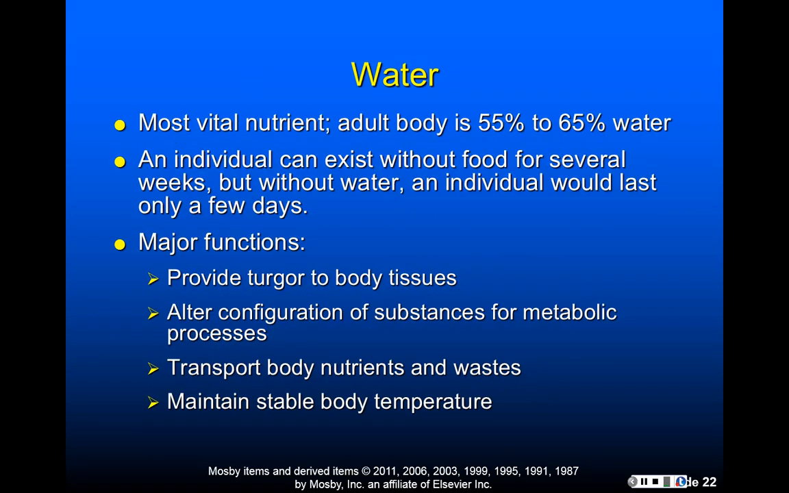Water is the most vital nutrient for our bodies, and our adult bodies are about 55 to 65% water. Water provides tissue turgor, alters the configuration of substances for metabolic processes. It transports nutrients and waste products, and it maintains a stable body temperature.